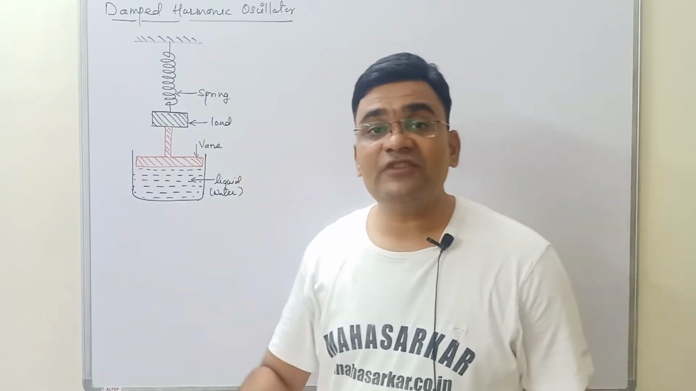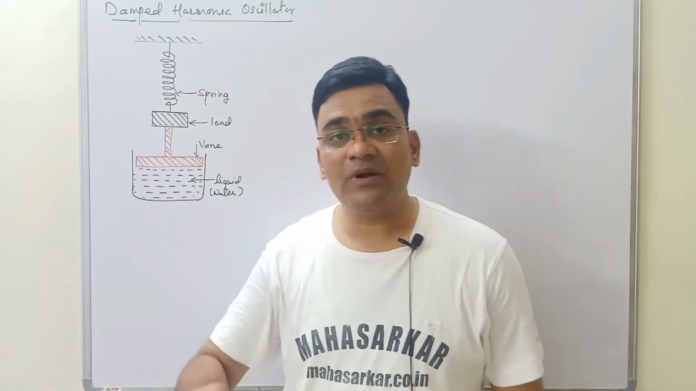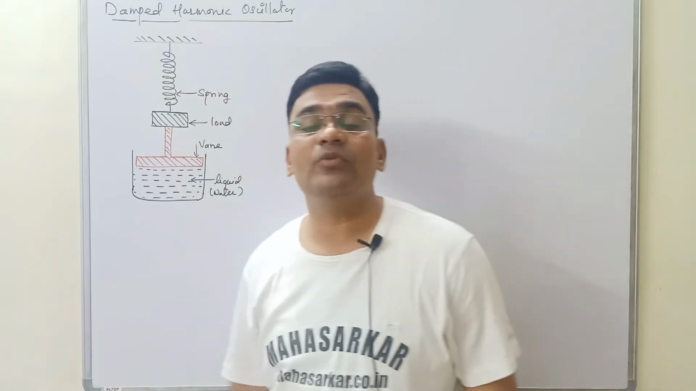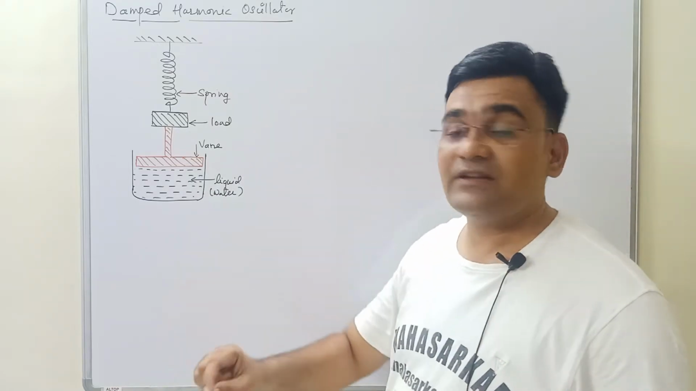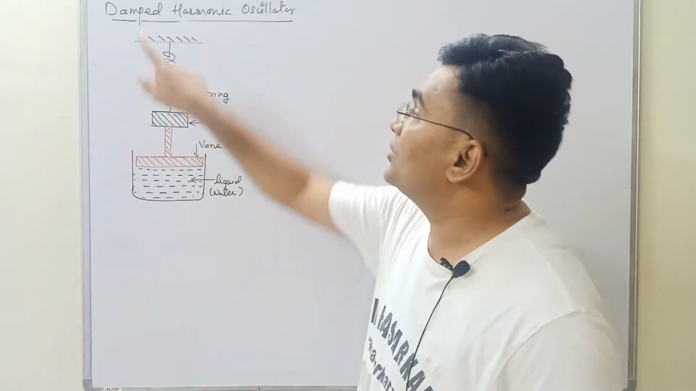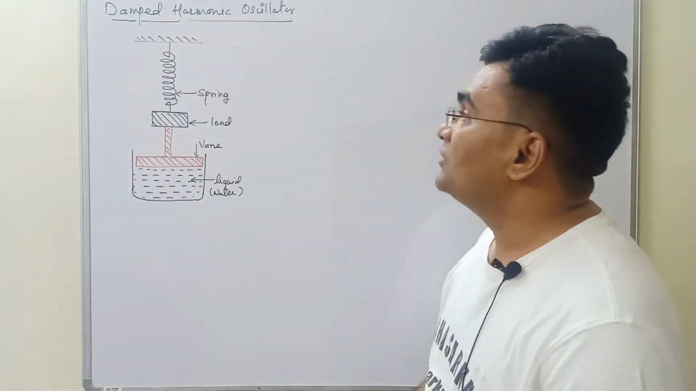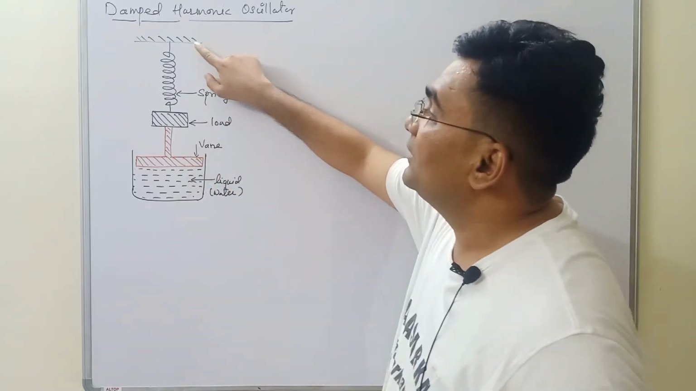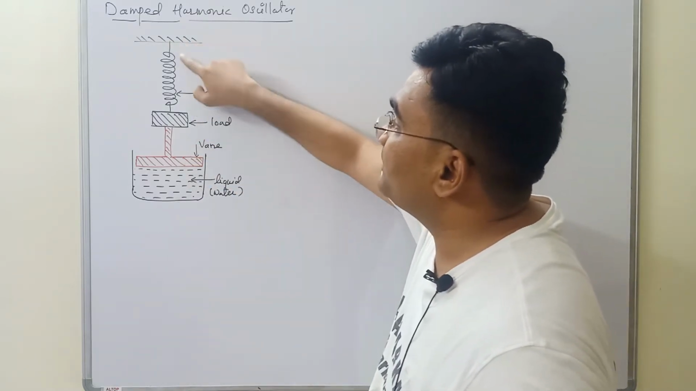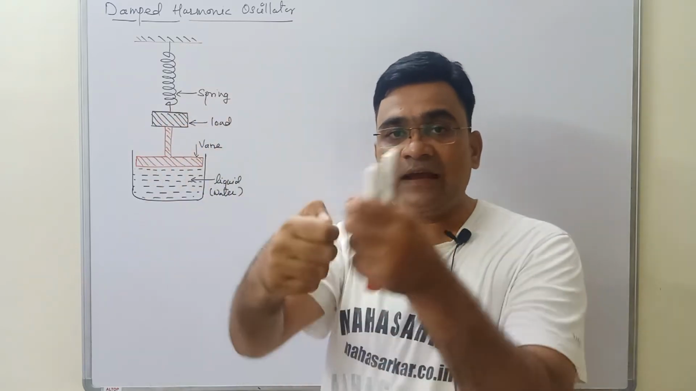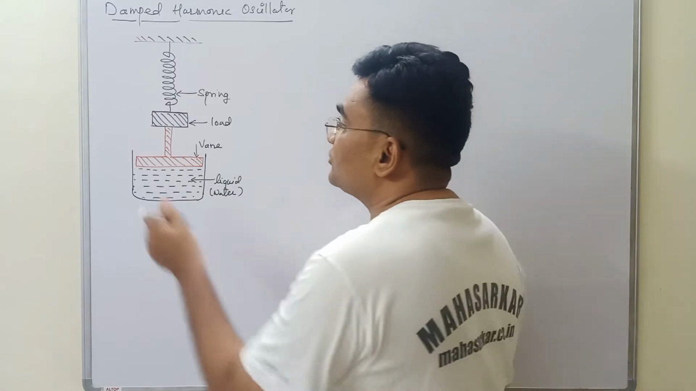Now, vibrations with gradually decreasing amplitude because of some external force are called damped harmonic oscillations, and the corresponding unit made for that purpose is called a damped harmonic oscillator. Here I have already drawn the damped harmonic oscillator: a rigid support from which a spring is suspended, and that spring is connected to a load, like a hanger with mass attached to it.